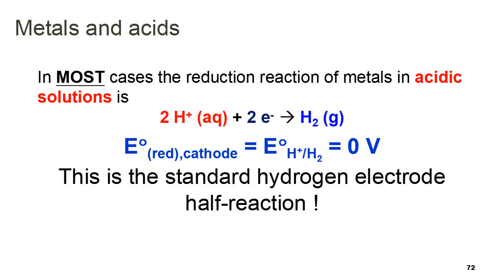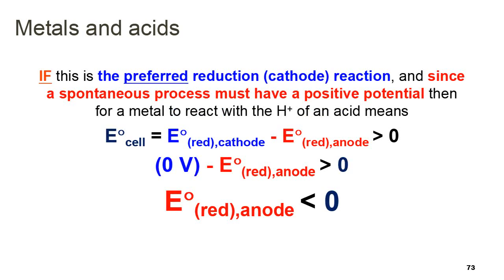In most cases, the reduction reaction of metals in acidic solutions is the reduction of hydrogen ions into hydrogen gas, giving a 0 volts reading on the voltmeter. As we discussed earlier, this is the standard hydrogen electrode half reaction. If this is the preferred reduction or cathode reaction, and since a spontaneous process must have a positive potential, then for a metal to react with the hydrogen ions of an acid means as shown here.